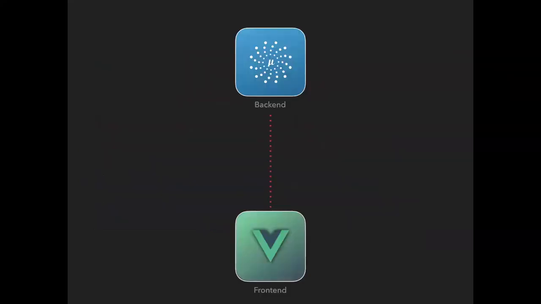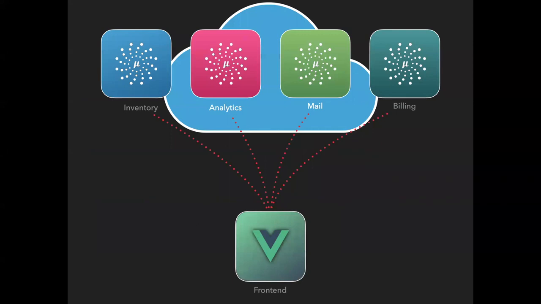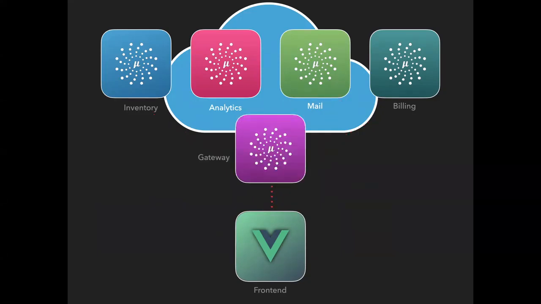So now we've gone from having one backend to having multiple backend services, and these are presumably deployed in the cloud, although they don't necessarily have to be. But rather than having our front end talk to all of these, the front end can now talk to a single service of some sort, which essentially acts as a proxy. But it's more powerful than just a proxy because you can do some other cool things with a gateway.